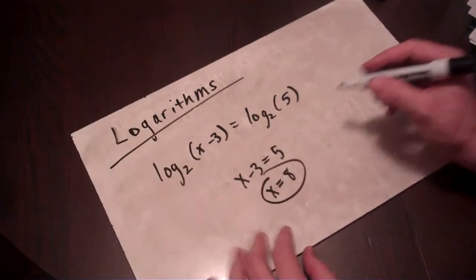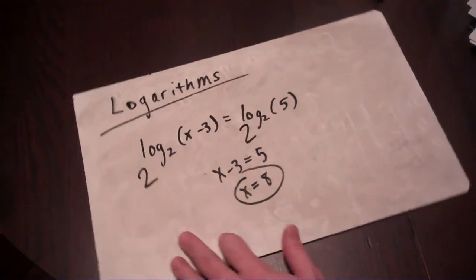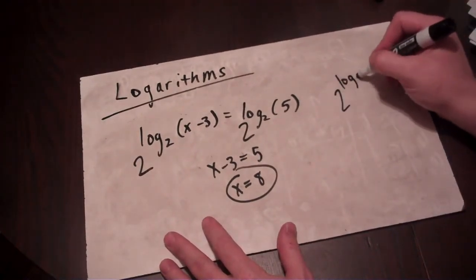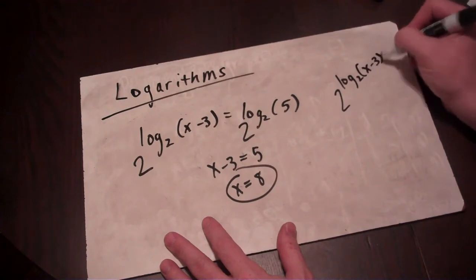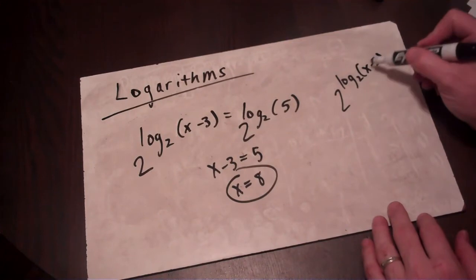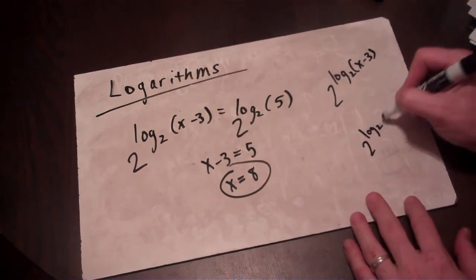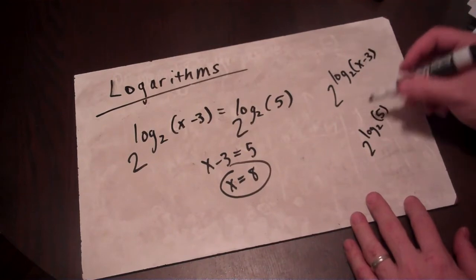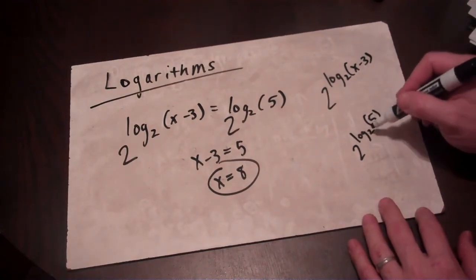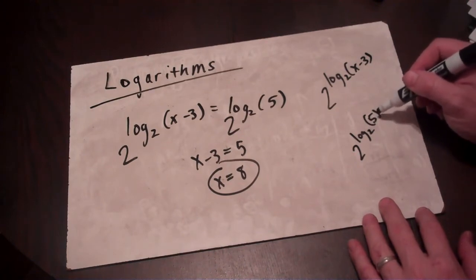The reason this is the case is because if I take 2 raised to the log base 2 of 5, it actually undoes it. If I take 2 and raise it to the log base 2 of x minus 3, think about what that means. Actually, let's do it with the other side, 2 to the log base 2 of 5. The same thing will happen for the other side. The log base 2 of 5 is the power that 2 goes to make 5.